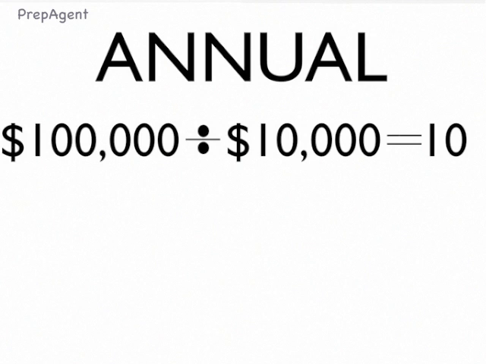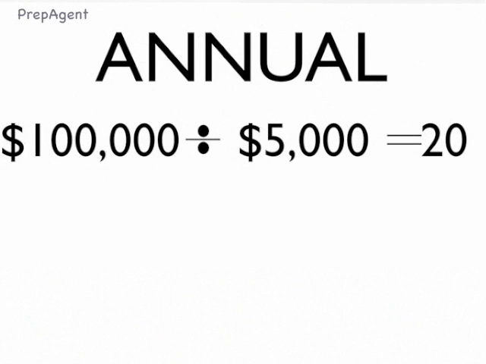If that $100,000 property brought in $20,000 a year in rent, it would have a gross rent multiplier of 5, and that would also be awesome. If that $100,000 property brought in $5,000 in annual rent, then you'd have a gross rent multiplier of 20, and that would not be so awesome.